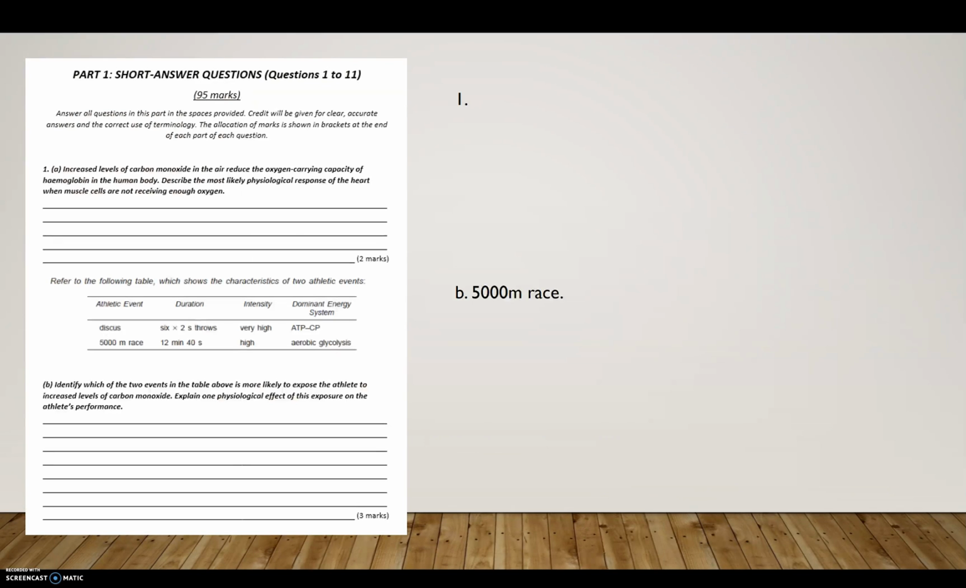Question 1. So we're looking at the idea of increased levels of carbon monoxide. You don't actually need to know what that means because they outline it for you. They said increased levels of carbon monoxide in the air reduce the oxygen carrying capacity of hemoglobin in the human body. Describe the most likely physical response of the heart when muscle cells are not receiving enough oxygen.